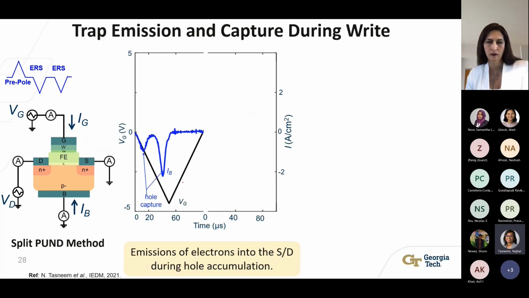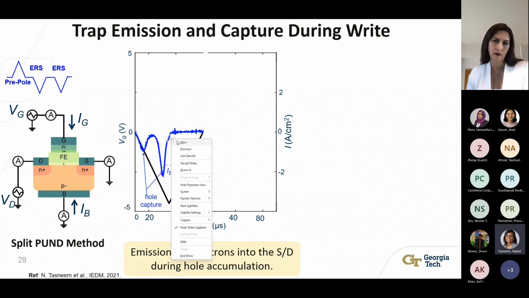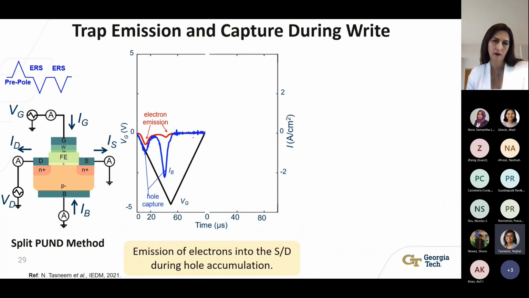Now, keeping this in mind, let's look at the experimental results of this split PUND technique. First, we applied a negative erase pulse on the N-type FFET. As expected, the device goes into hole accumulation, and we see hole current flowing through the body terminal, shown by this blue curve over here. However, what is interesting is that at the same time, we see a significant amount of electron current flowing through the source and drain that can be measured by the split PUND technique.